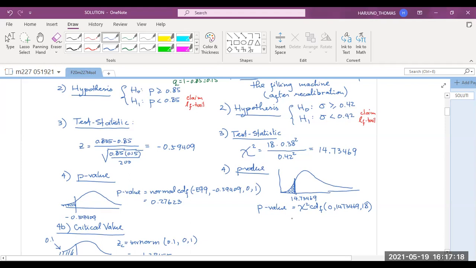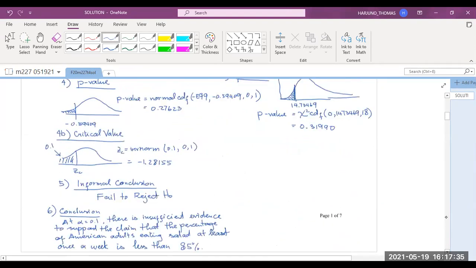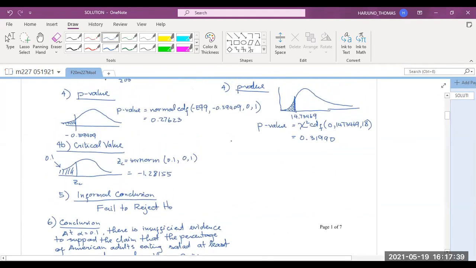I get the p-value to be 0.31990. Okay, which is greater than alpha. The alpha is 0.03, right? The alpha is 0.03. So we will fail to reject the null hypothesis later on. But before we go on, let's see what's the critical value.